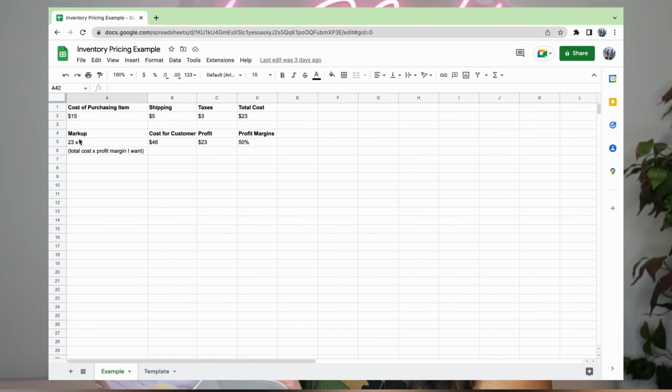So let's say this shirt is pretty nice, but you don't think that you can sell it for a high-end ticket price, like let's say $60, $70. Well, if we want to mark this item up by 2 times, then the price for this item would be $46, our profit would be $23, and our profit margins would be 50%.